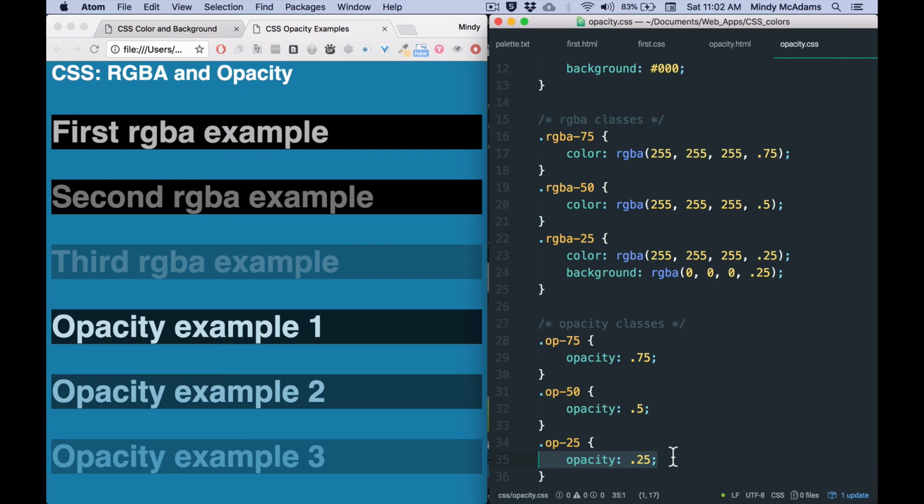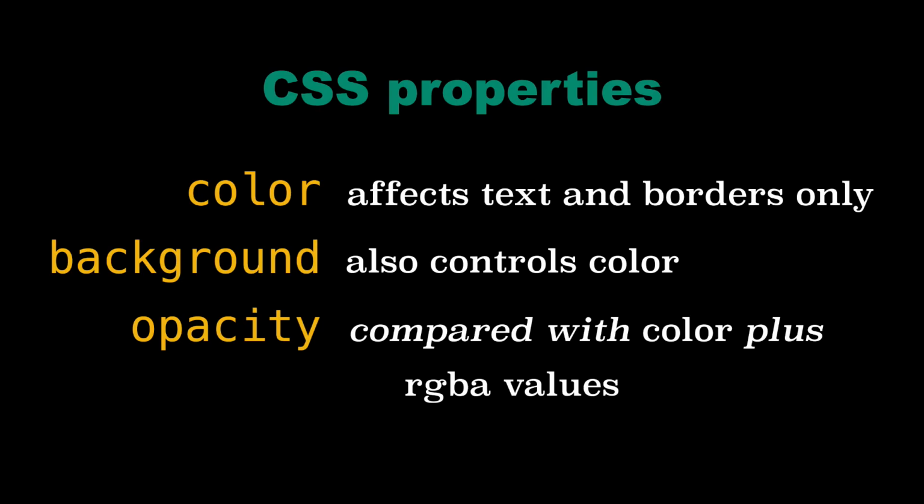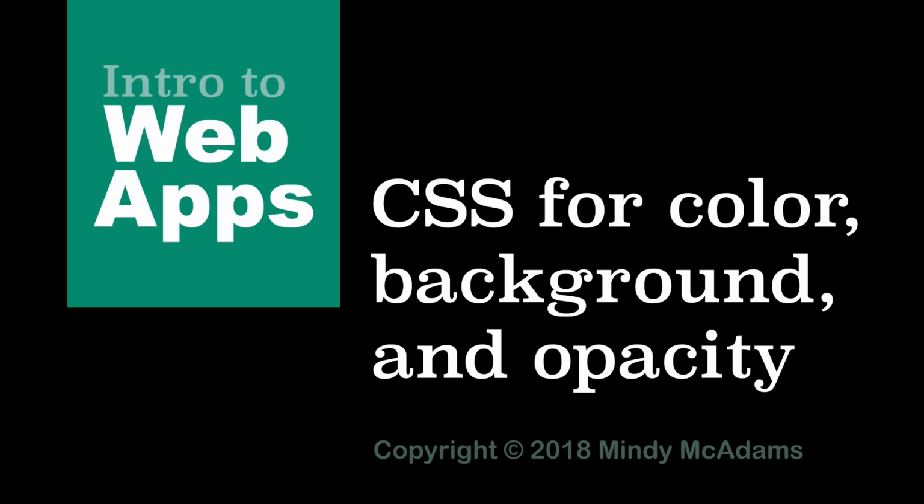So that wraps up our quick tour of the CSS properties background and color with a little bit of opacity thrown in for good measure.